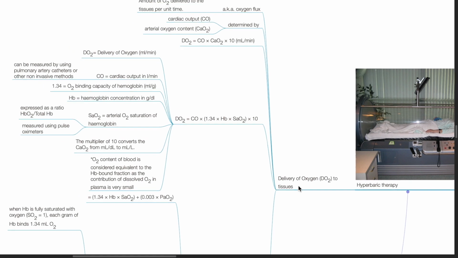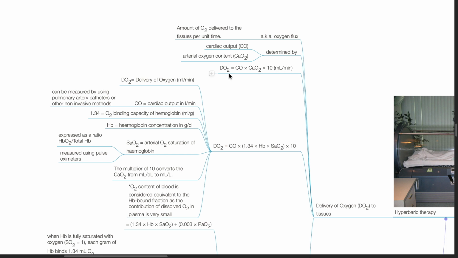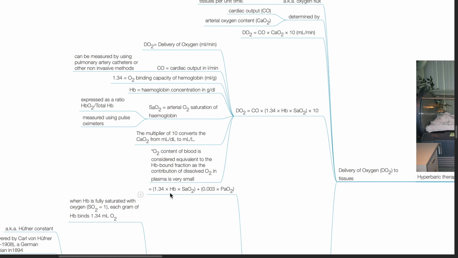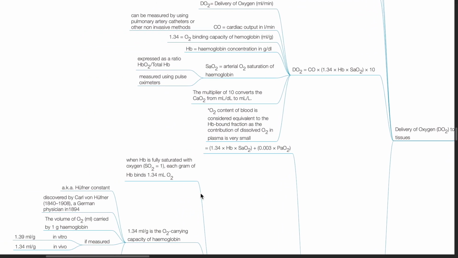As a summary, delivery of oxygen equals cardiac output times arterial oxygen content times 10, measured in mL per minute. Arterial oxygen content equals 1.34 times Hb times SaO2 plus dissolved oxygen, 0.003 times PaO2. Dissolved oxygen becomes significant under hyperbaric conditions. The oxygen solubility coefficient equals 0.003 mL per dL per mmHg at atmospheric pressure.